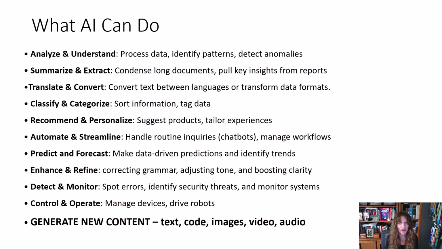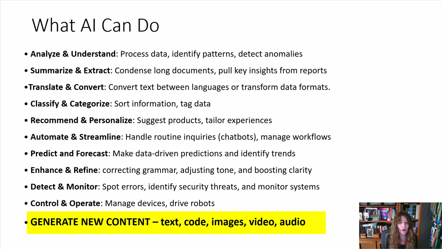We have already looked at many of the things that AI can do for us, from analyzing and processing data, summarizing and extracting content, translating and converting between languages or formats, classifying and categorizing information or other types of data, making recommendations and personalizing experiences, automating and streamlining tasks, predicting and forecasting, enhancing and refining such as spell check and grammar, detecting and monitoring such as security, controlling and operating such as robots and cars.